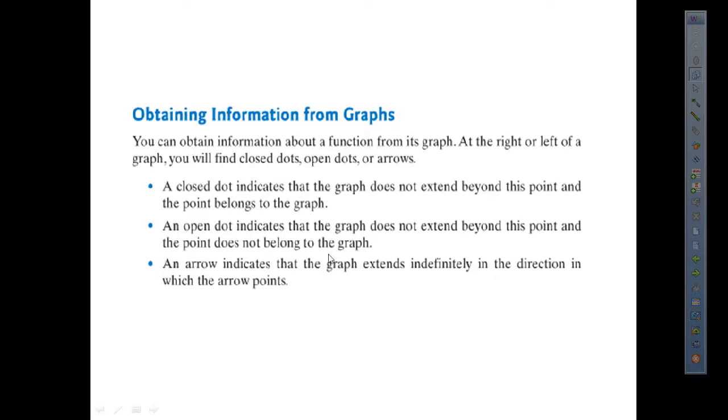An open dot indicates that the graph does not extend beyond that point, or it's missing a point, and the point does not belong to the graph. That means it's a hole in the graph, or that last endpoint is not included in the values of the graph. And of course, we know this from years and years of studying. An arrow indicates that the graph extends indefinitely in the direction that the arrow points.